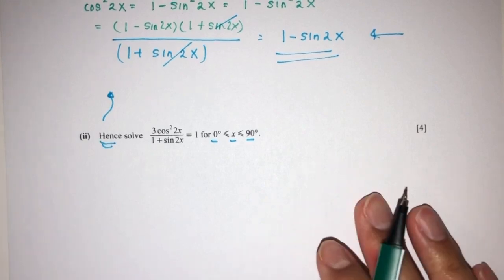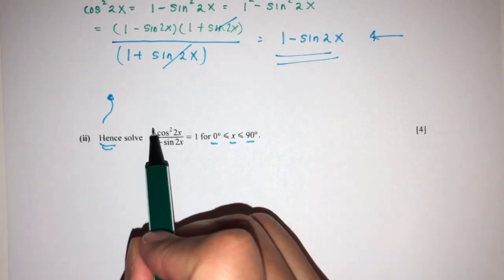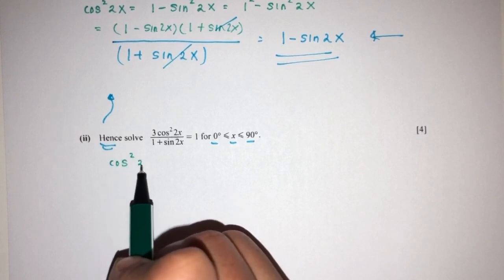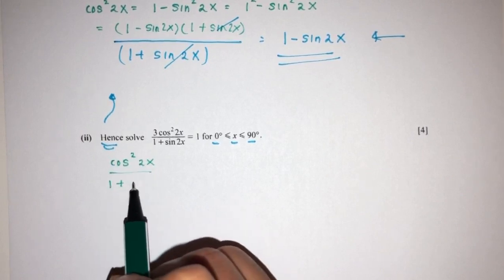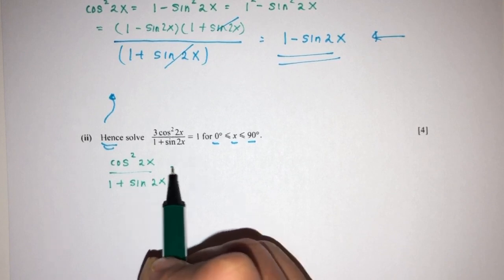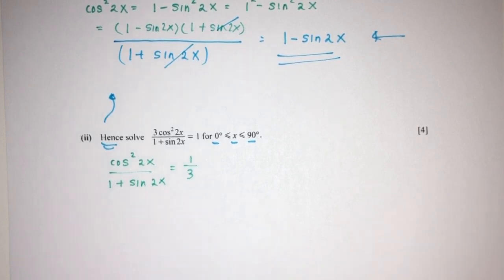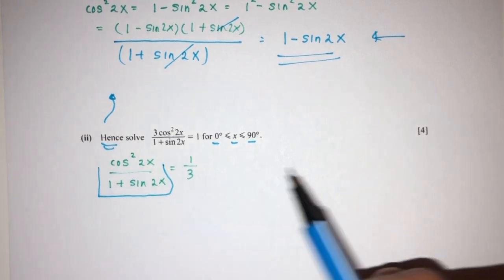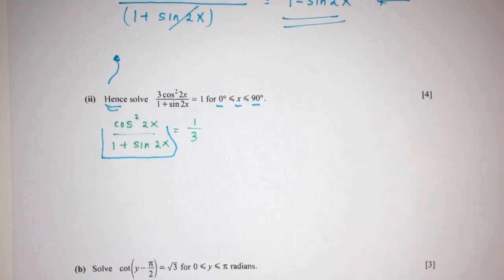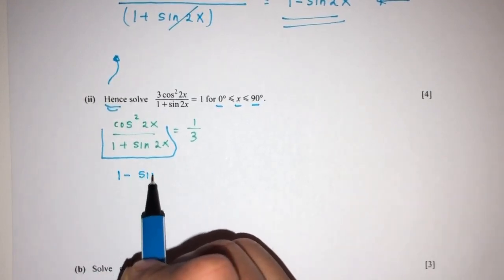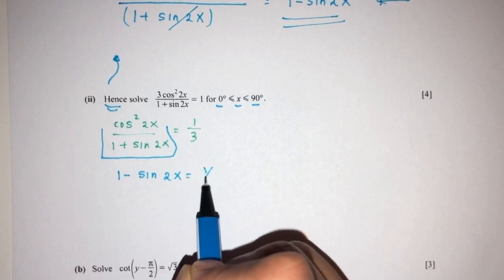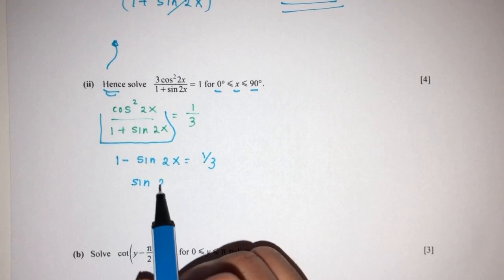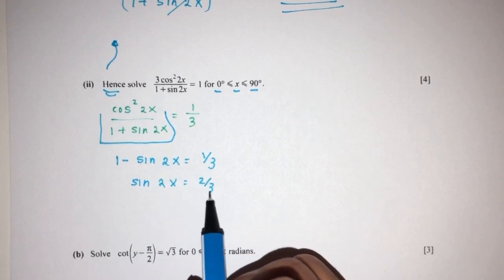So let's compare. Here we have a 3, so we have to send the 3 over. Divide by 3, you will have cos squared 2x over 1 plus sin 2x equals 1 over 3. Yeah, that makes sense, right? Now, as we have seen, this simplifies to 1 minus sin 2x equals 1 over 3. Now make sin 2x the subject. You will have sin 2x equals 2 over 3.